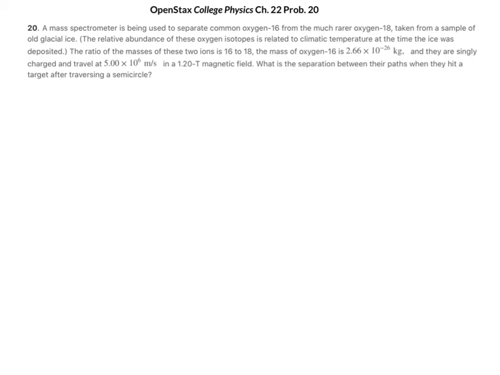The mass of oxygen-16 is 2.66 times 10 to the negative 26 kilograms, and they are singly charged and travel at 5 times 10 to the 6 meters per second in a 1.2 Tesla magnetic field. What is the separation between their paths when they hit a target after traveling a semicircle?